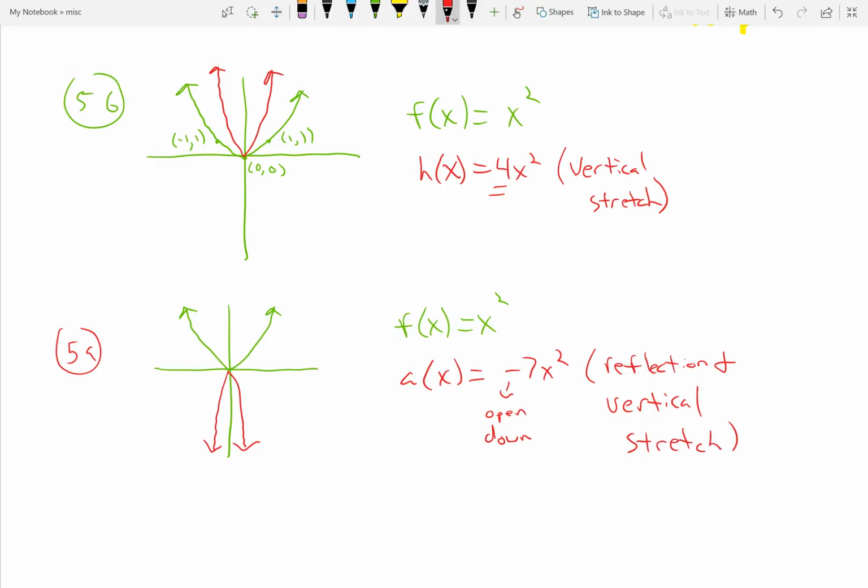The bigger this number, the bigger this coefficient here, the skinnier the parabola. If this thing is negative, it opens down instead of up.